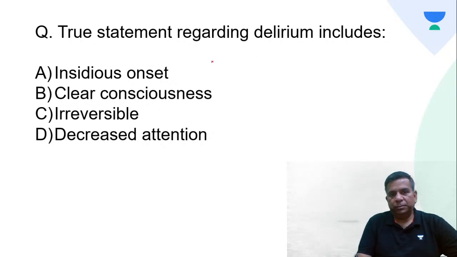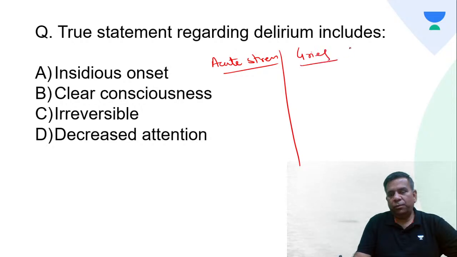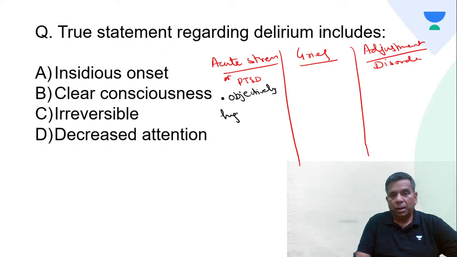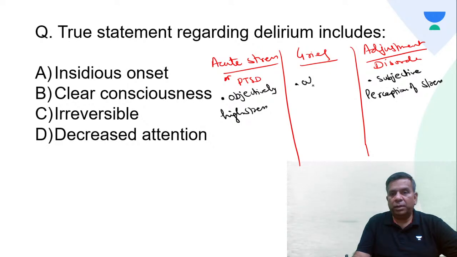See, we learn three things: acute stress, grief, and adjustment disorder. Acute stress, or we can say PTSD together, because we know less than 1 month is acute stress, more than 1 month is PTSD. We all know that this happens after objectively high stress. This is a subjective perception of stress. Grief is after death of a loved one.